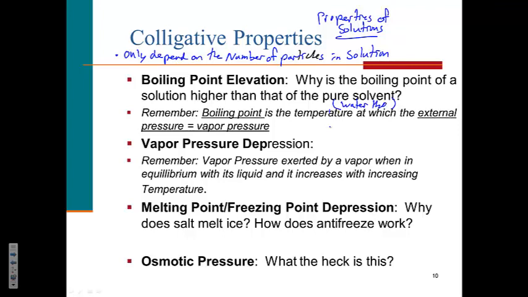So we dissolve something in water, and now all of a sudden the boiling point goes up. Remember, we defined boiling point as the temperature at which the external pressure or the atmospheric pressure equals the vapor pressure. So boiling point is not a constant, but is dependent upon the external pressure. Vapor pressure, right. Well, vapor pressure is the pressure exerted by the vapor when it's in equilibrium with its liquid.